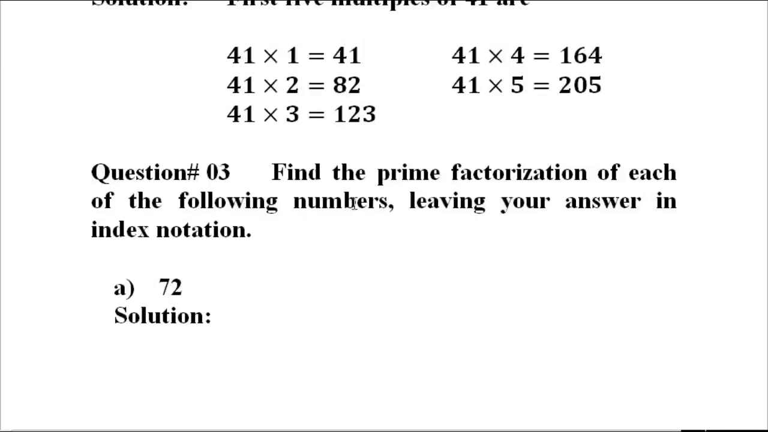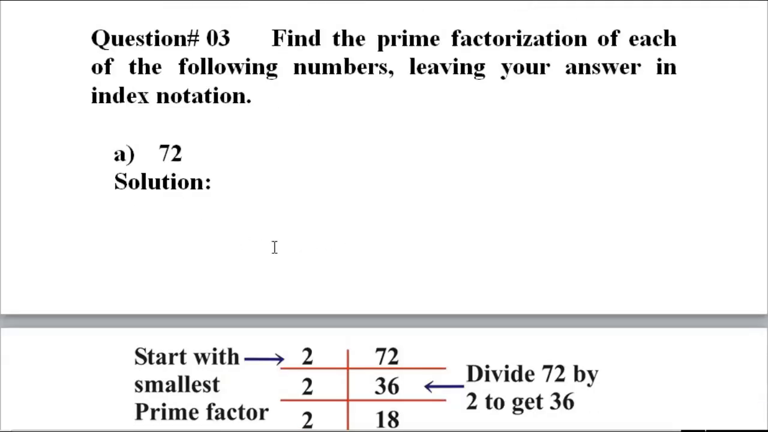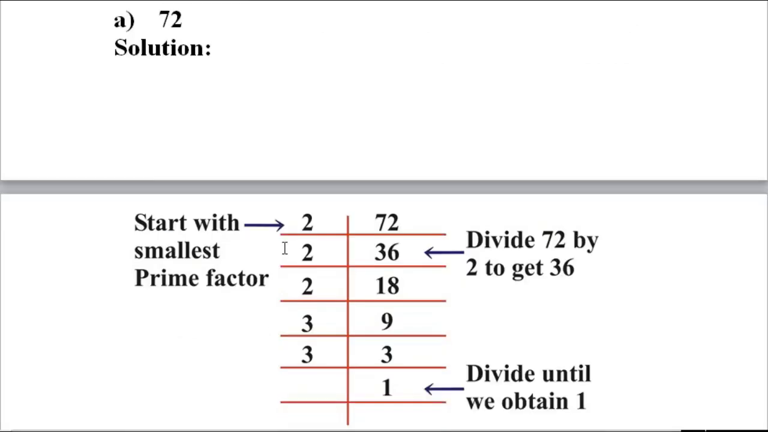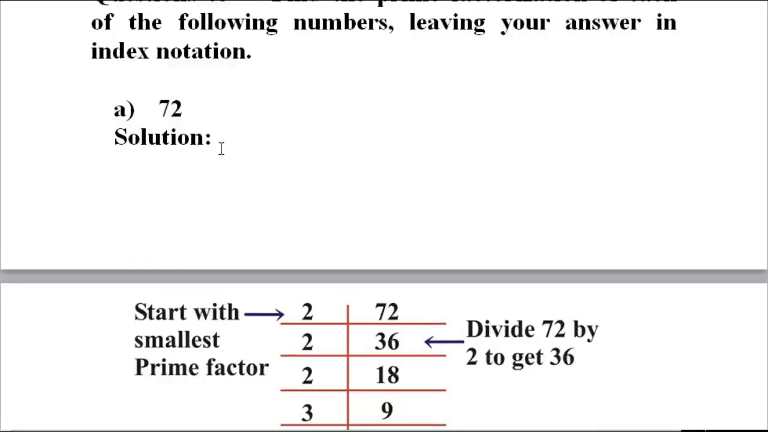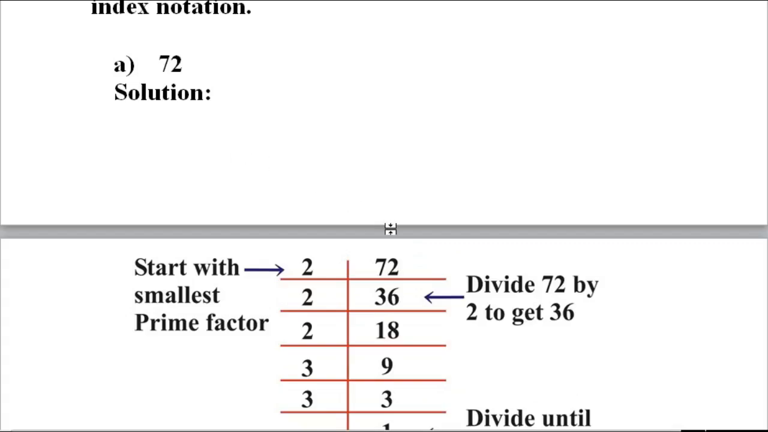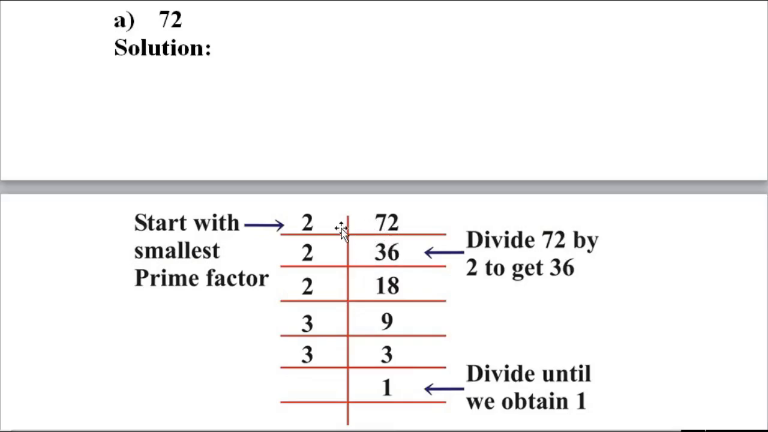Question number 3. Find the prime factorization of each of the following numbers, leaving your answer in index notation. Now I have defined the terms prime numbers and factors in the solution to question number 1. In this question, I will demonstrate how to factorize the given number 72. The process of factorizing 72 begins with the smallest prime factor, which is 2. Dividing 72 by 2 gives us 36.